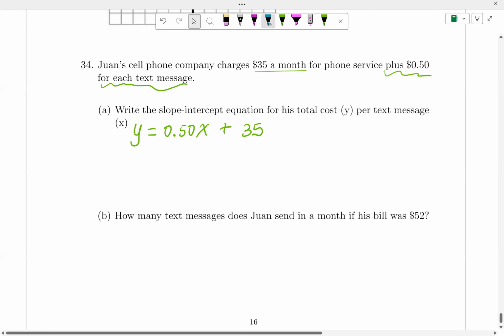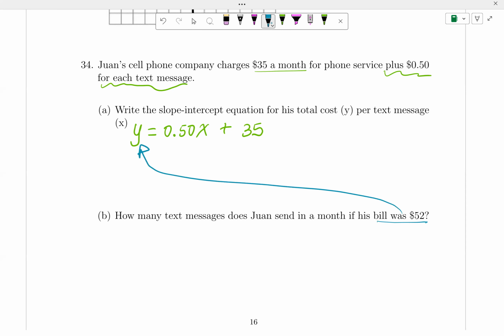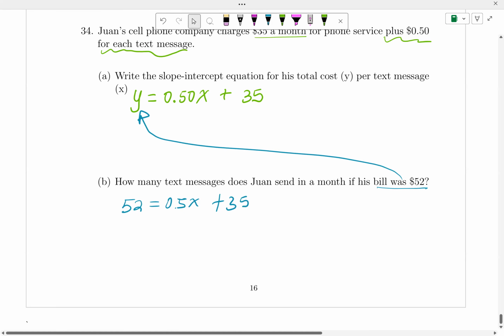Now, the next question is, how many text messages does one send in a month if his bill was $52? Well, if his bill was $52, that's the cost, right? So we can plug in 52 right there. So 52 equals 0.5x plus 35. And the question is asking us to solve for x.